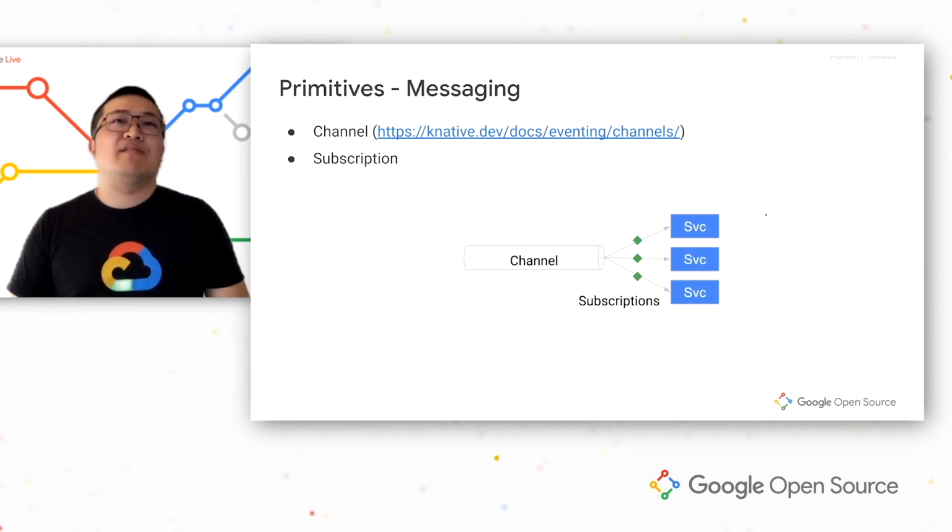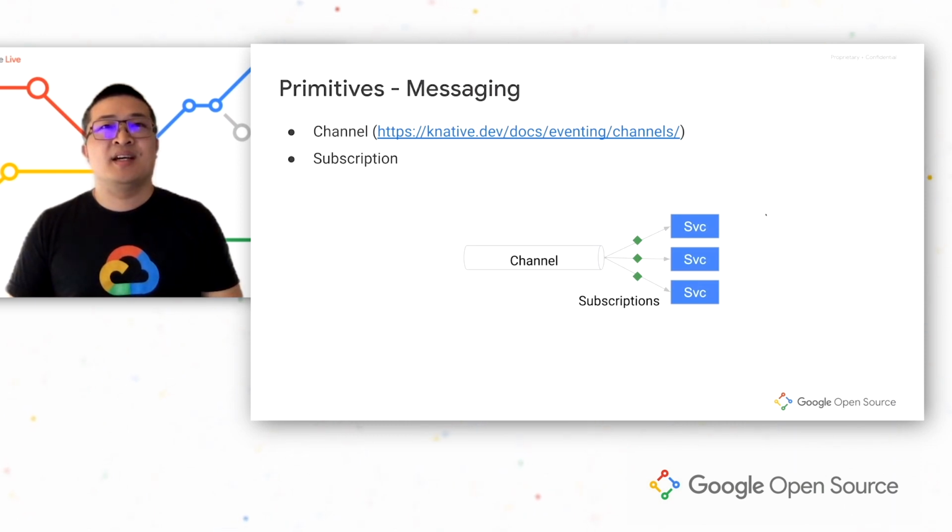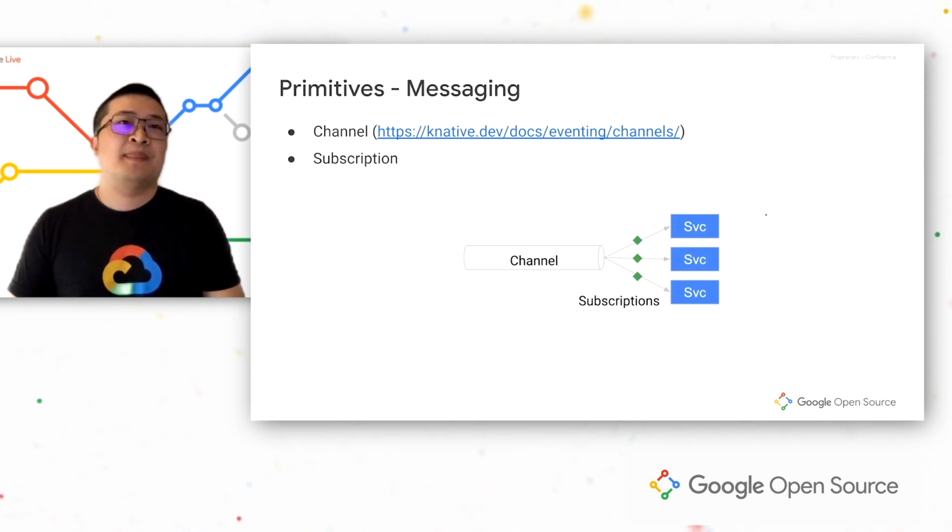Here are some lower-level primitives in Knative Eventing. Channel and subscription are the messaging primitives. A channel is an abstraction of a message transport, which takes care of things like message persistence. And a subscription allows subscribing to messages from a specific channel, which takes care of message delivery. There are many implementations for them, such as Kafka, AWS SQS, NATS, PubSub. The default broker implementation in Knative Eventing uses the messaging primitives.